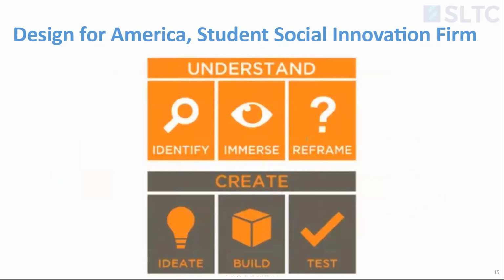So here's another example, design for America. So two main things again, understand, create. Under understanding, there is identify, there is immerse, there is reframe. Let's go from the beginning. Identify is whether it is a trigger or a challenge. You identify the issue. Immerse means you go inside there with the customers, the people who are actually facing the issue. Immerse.